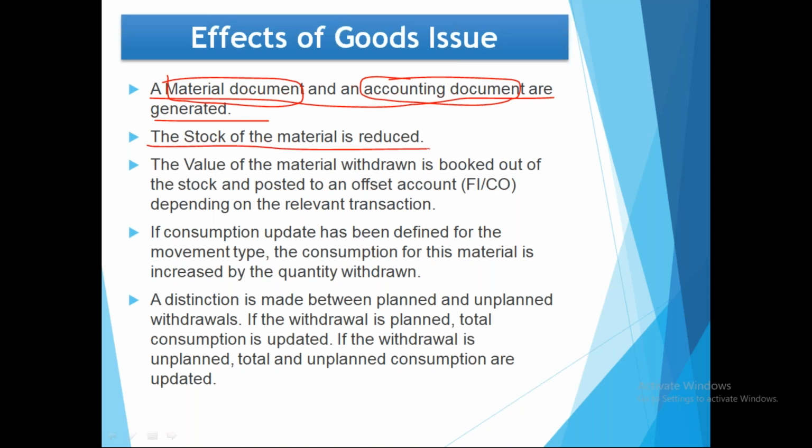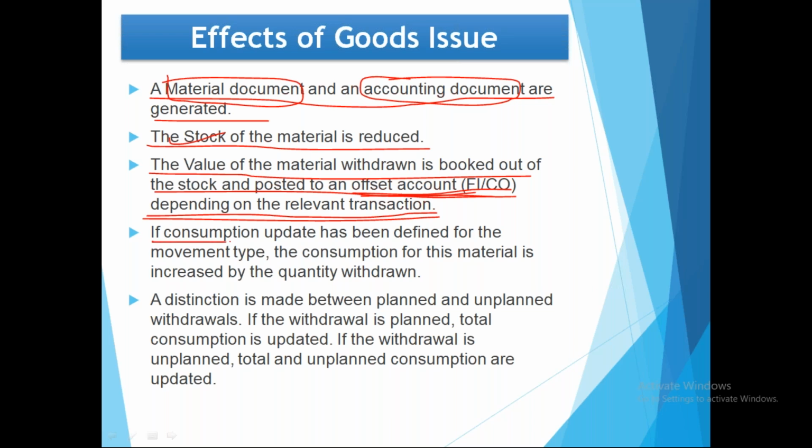In case of goods issue, the stock of the material is reduced. In case of GR, stock is increased. And the value of the material withdrawn is booked out of the stock and it's posted to an offset account depending upon the relevant transaction. So stock value will be posted to an offset account, which is from the finance side of SAP, depending upon the transaction you are using. That is the one thing.